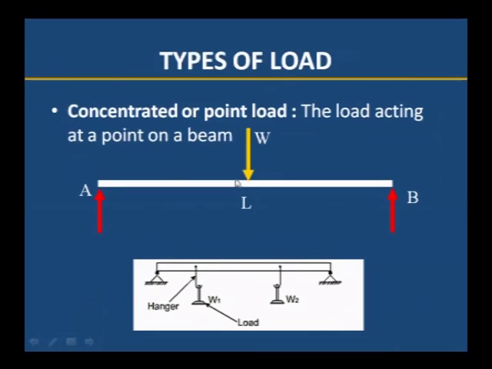Next, we have to know the different types of loads which act on the beam. One is the concentrated load or point load, which is a load acting at a point on a beam. For example, here we can observe a central arrow, a vertical load acting at one particular point. That type of load is known as a concentrated load or point load. An example is a light or some weight hanging on the beam.